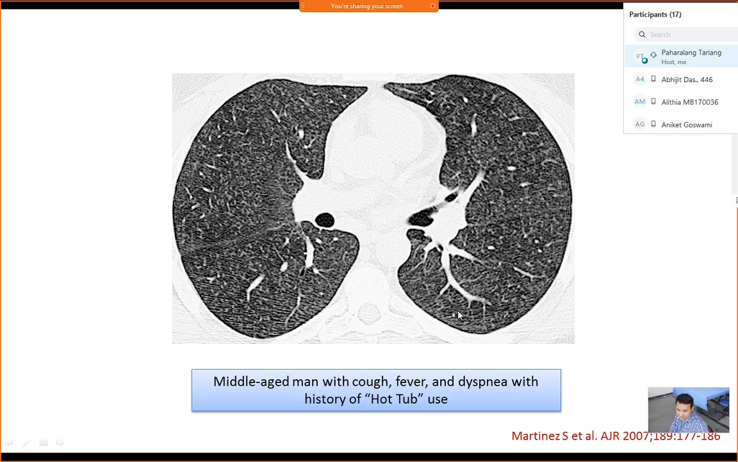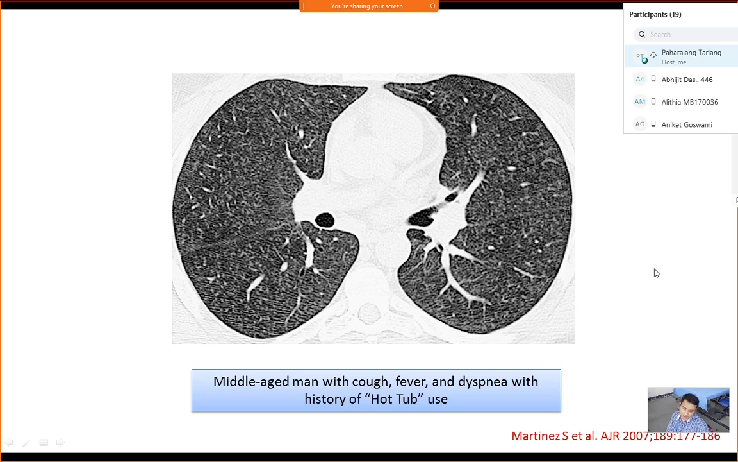So this is hypersensitivity pneumonitis, the so-called hot tub lung disease. Here you can find extensive centrilobular nodules. There's preservation of lung volume, no significant fibrosis, but extensive centrilobular nodules in this lung picture. So this is hypersensitivity due to NTM disease, also known as hot tub lung disease.